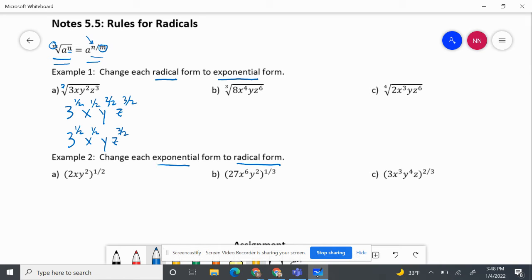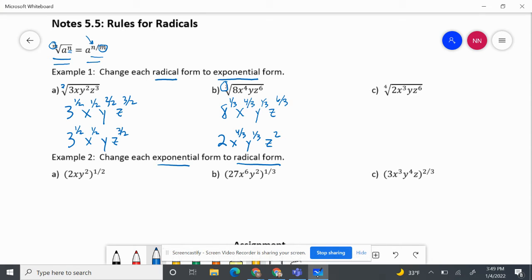Let's look at another one. This one is a cube root. So we have 8 to the 1/3, x to the 4/3, y to the 1/3, and z to the 6/3. We're going to simplify it. 8 to the 1/3 is 2, because the cube root of 8 is 2. Then we have x to the 4/3, y to the 1/3, and 6/3 reduces to 2, so we have z squared.